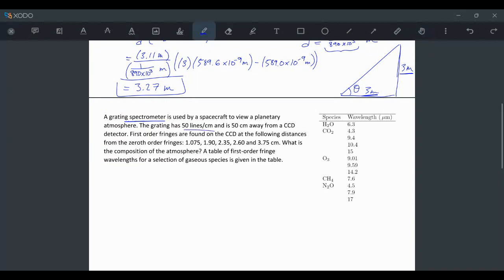So this grating is different than the previous one. We're told it has 50 lines per centimeter. The detector is 15 centimeters away. And we've been told that there are first order fringes, a big collection, and they're at these, what do we have? 1, 2, 3, 4, 5 distances that are shown here. So we have 5 unique positions of the first order fringes as shown on the detector. We're asked to find the composition of the atmosphere, and what we're going to do is use the table provided that tells you the wavelengths of different gases that might make up the atmosphere. We're going to compare them to the wavelengths that we calculate based on the distances provided.